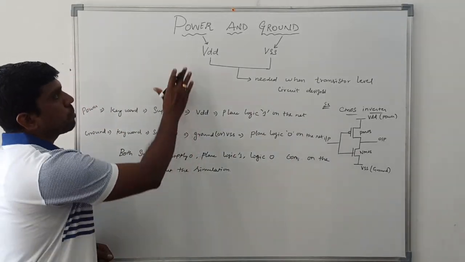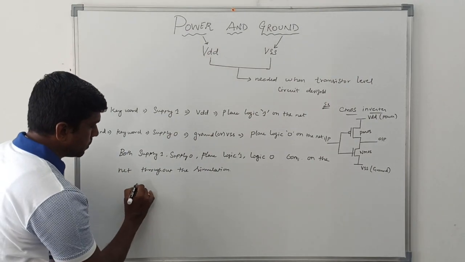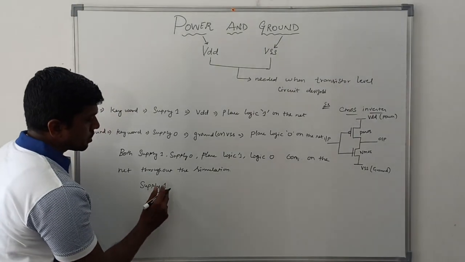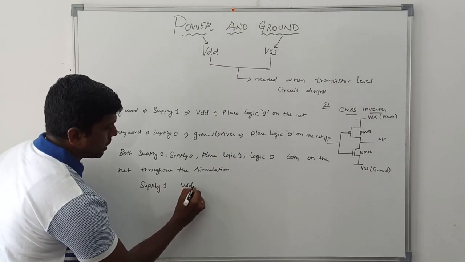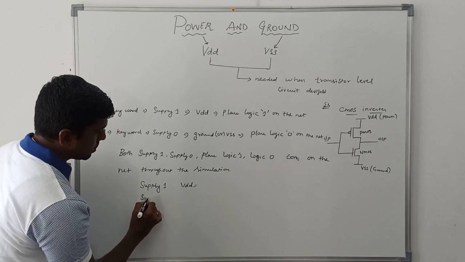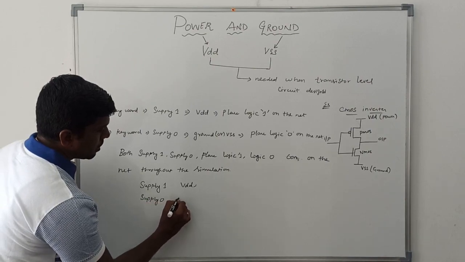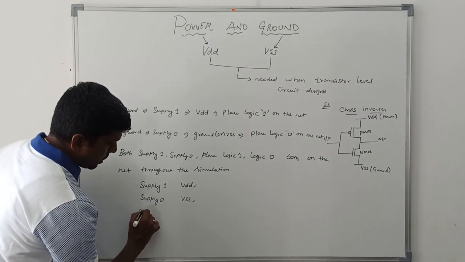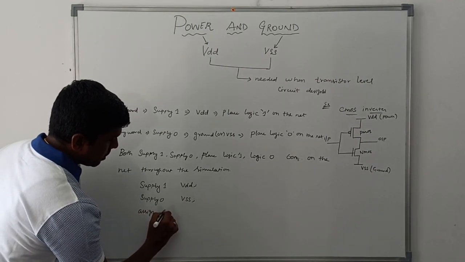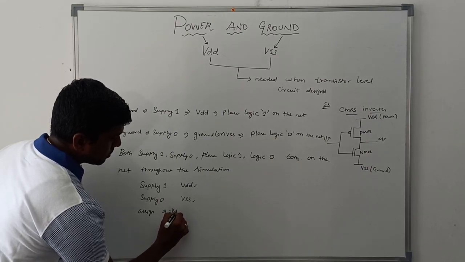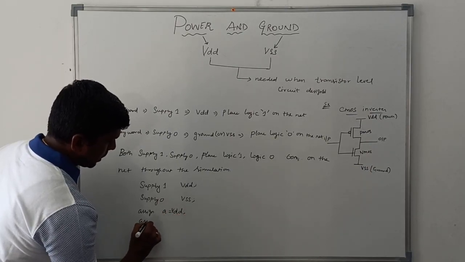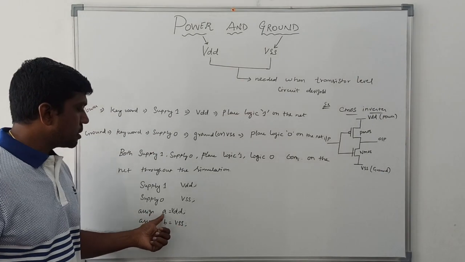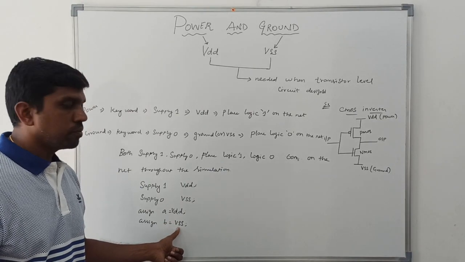So how to represent power and ground in Verilog HDL code? First one, supply 1, which is equivalent to VDD. Then supply 0, which is equivalent to VSS. Then assign A equal to VDD. Assign B equal to VSS. So A is connected to VDD, B is connected to VSS.